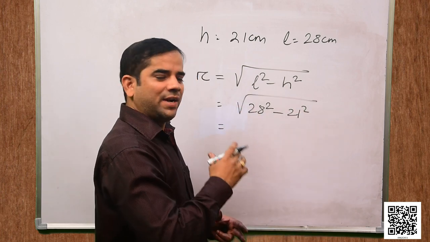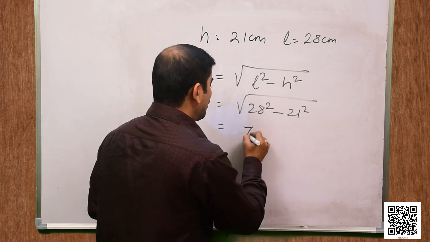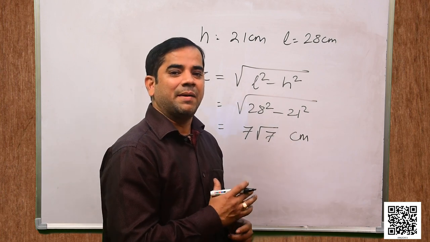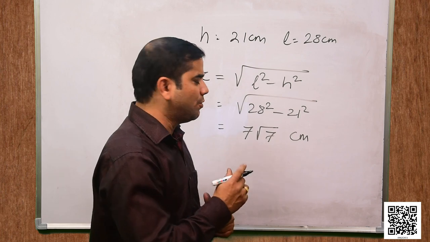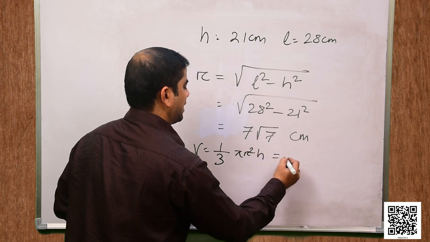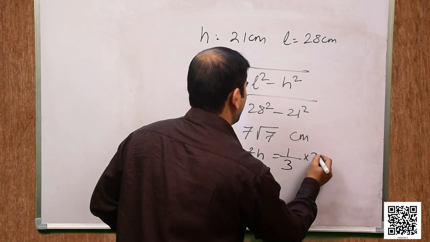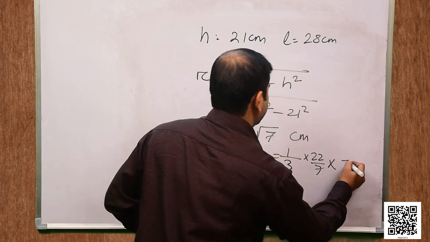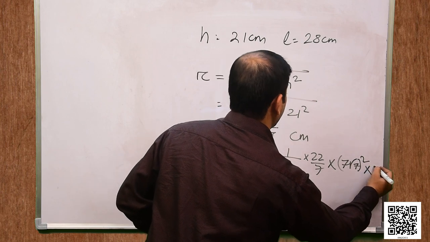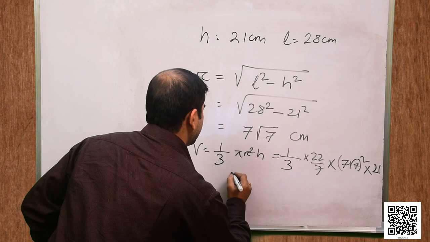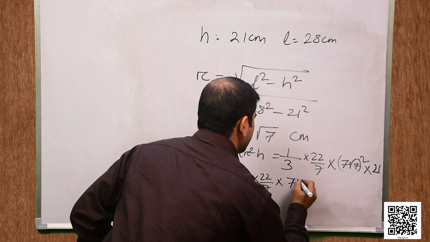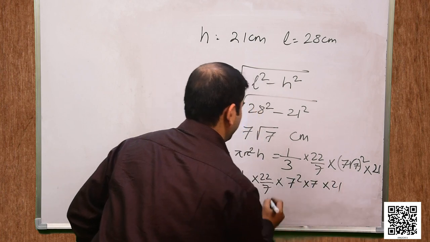Okay, and when we calculate, it will be 7 root 7 centimeter. So, the radius of this cone is 7 root 7 centimeter. So, what should be the volume? Volume is equal to 1/3 pi r square h. That will be equal to 1/3 into 22/7 into (7 root 7) square into height, that is equal to 21 centimeter. That is equal to 1/3 into 22/7 into 7 square into 7 into 21.